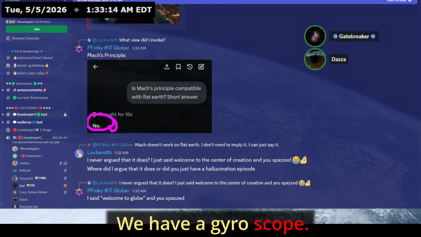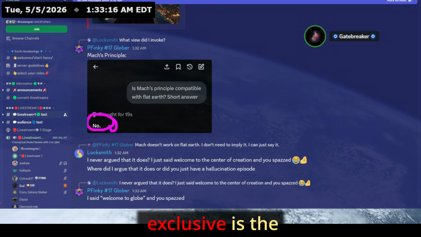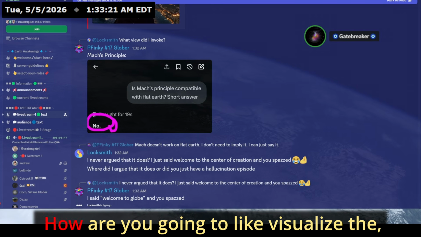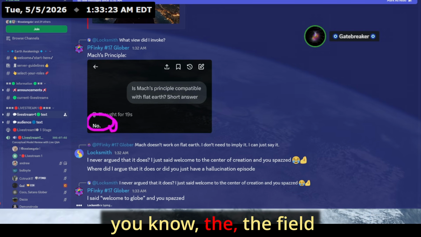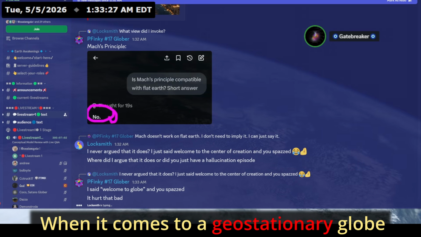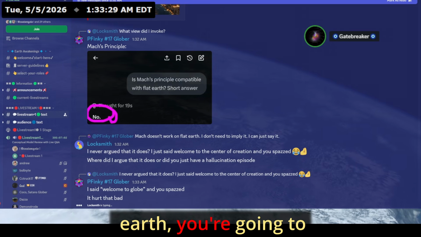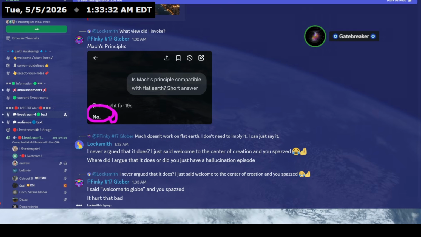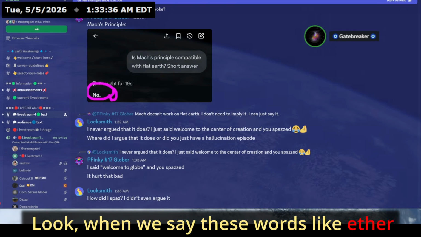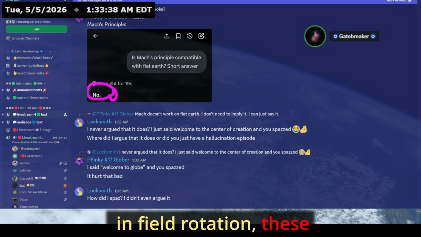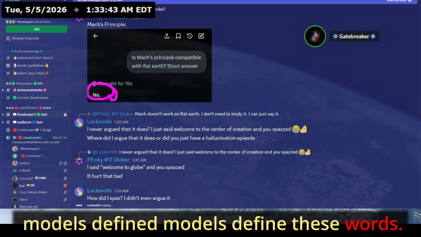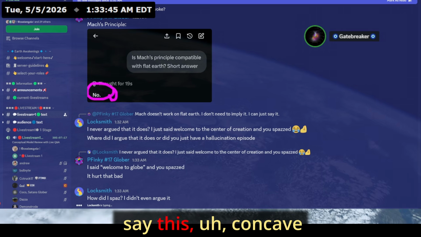We have gyroscopes in space, right? What is exclusive is the geometry of the field. How are you going to visualize the field rotation of the ether? When it comes to a geostationary globe Earth, you're going to have a field rotation. How can I explain this to you guys? Look, when we say these words like ether and field rotation, these are all just words, but models define these words. So, let's say this.